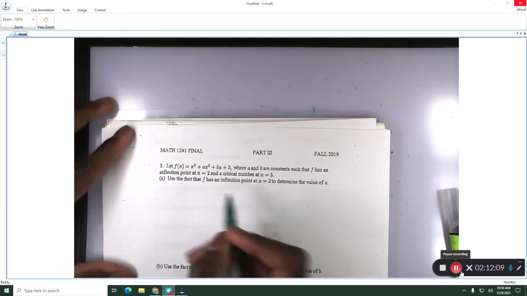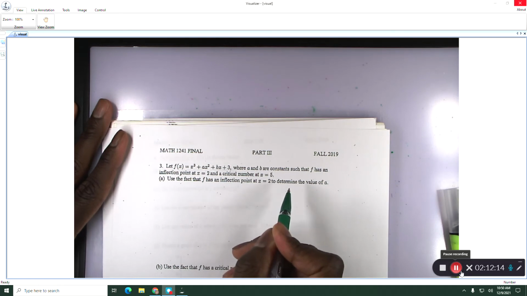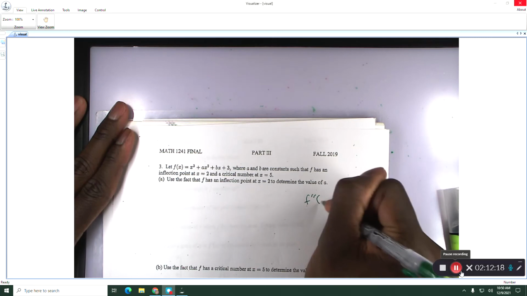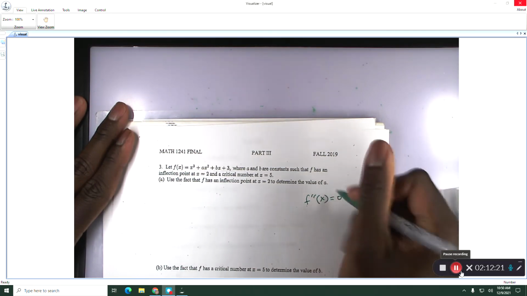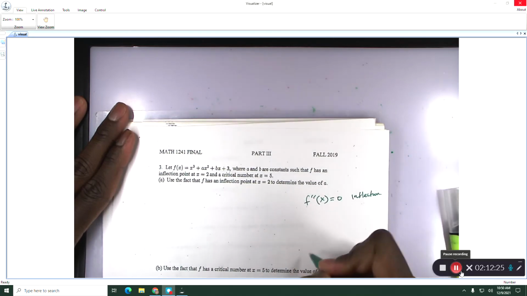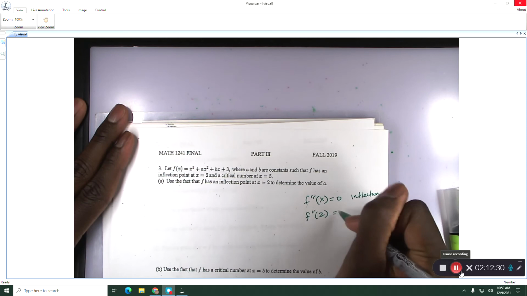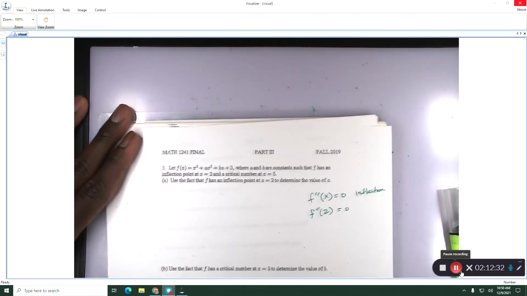And a lot of your short answer questions you'll see like that. We broke it up into parts to kind of guide you. In this first part, it says use the fact that f has an inflection point at x equals 2 to determine the value of a. So an inflection point means that our second derivative is equal to 0. Well, it's saying that it has an inflection point at f double prime of 2 equals 0, right? When x is equal to 2, we have an inflection point.